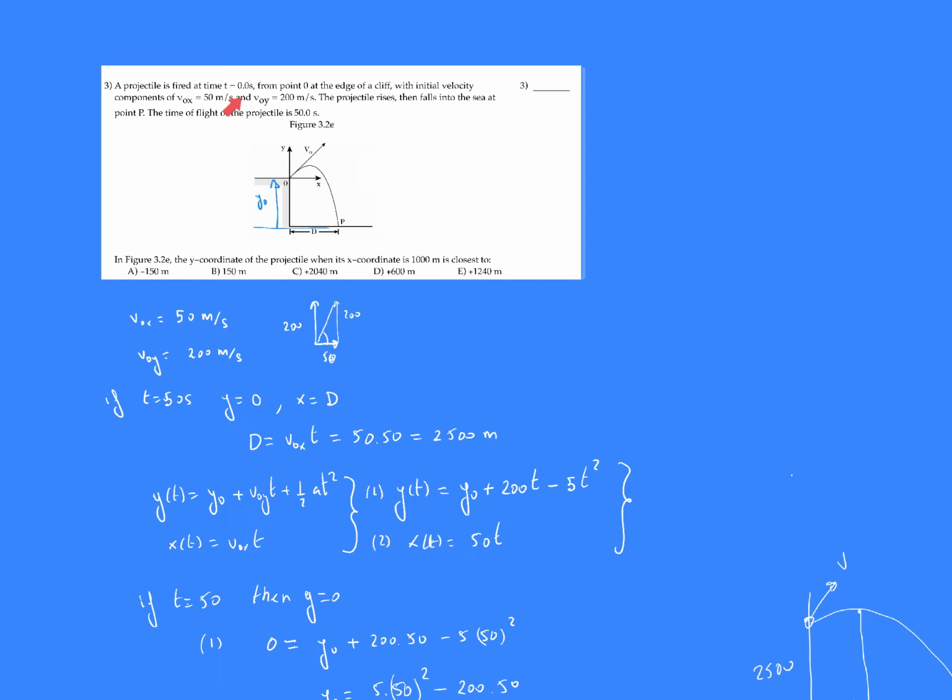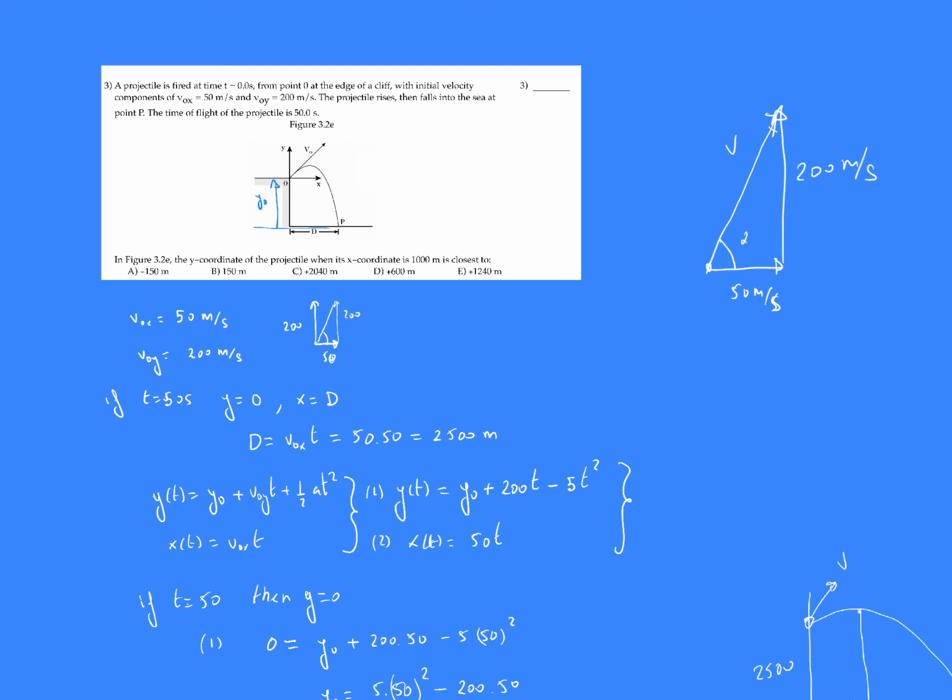Okay, with initial components v0x is 50 and v0y is 200. So the velocity is 50 meters per second in the x direction, and it's 4 times that, 200 meters per second, in the y direction. So the velocity vector is launched with a very big angle.